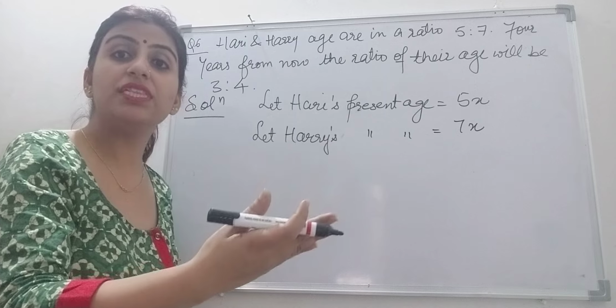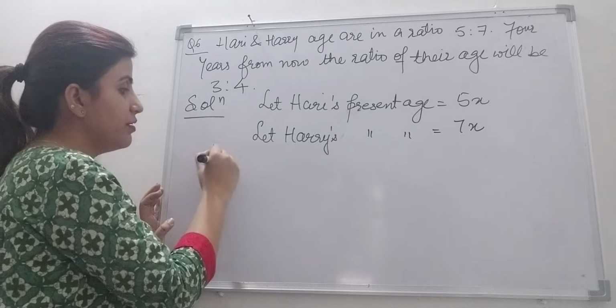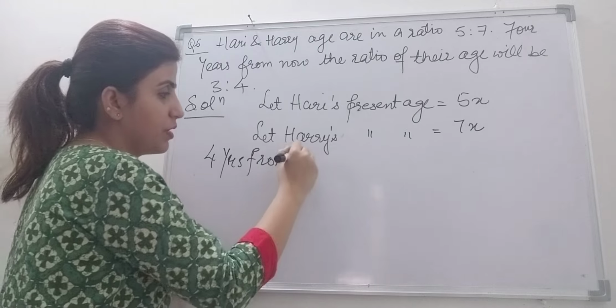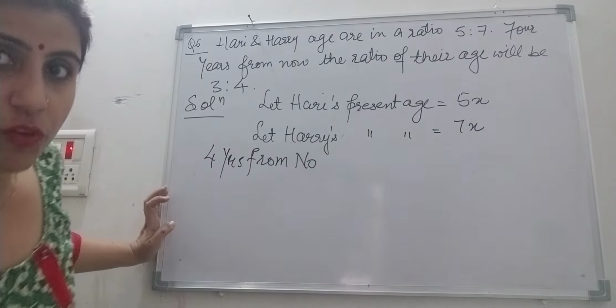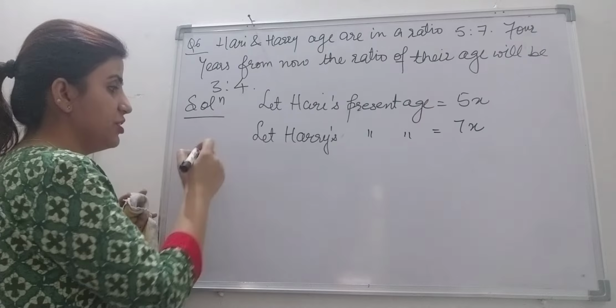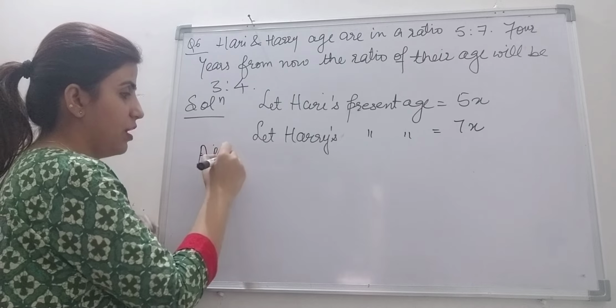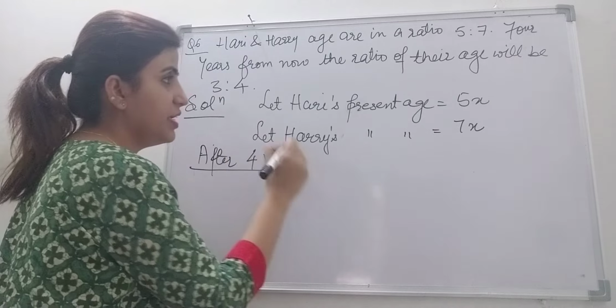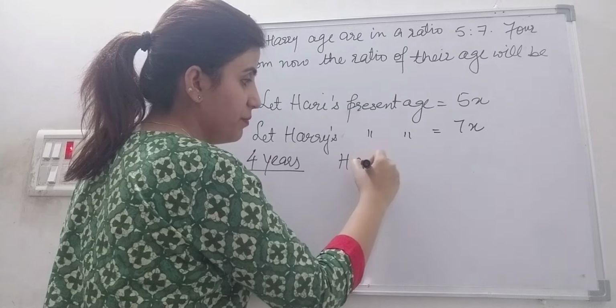Now 4 years from now, आज से 4 साल बाद. If my age is 30, after 4 years my age will be 34. So 4 years from now means I can write after 4 years. After 4 years, what will be their age?